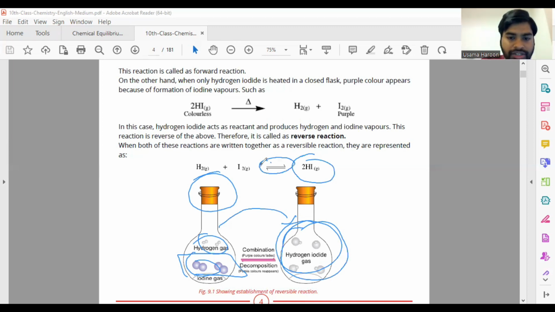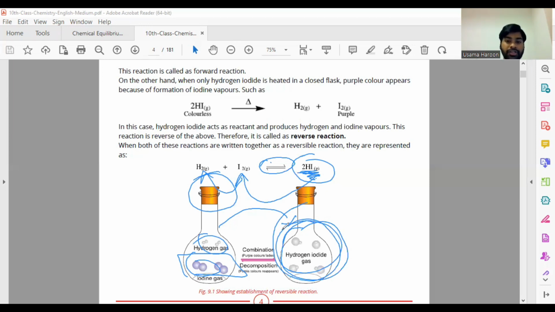As you can see, there is a double-headed arrow. So the hydrogen iodide molecule, when there is a sufficient amount or the reaction has attained chemical equilibrium, this is basically the product, it will recombine to form reactants. It will produce hydrogen and iodine. And whenever the iodine is produced in this reaction mixture, the purple color will reappear. So this is the first example.